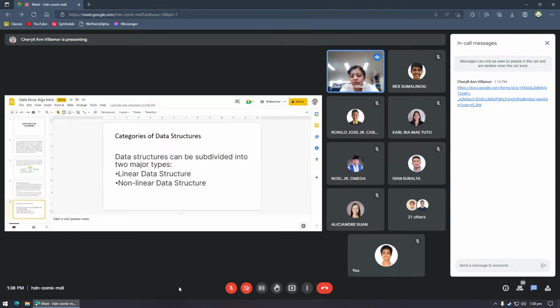Any question or any additional information regarding the overview about data structure that I just gave you? Any additional information that you want to add with regards to data structure, class? So far, please be updated on the classwork. I will post the activity for Thursday, but the topic is about linear and non-linear.